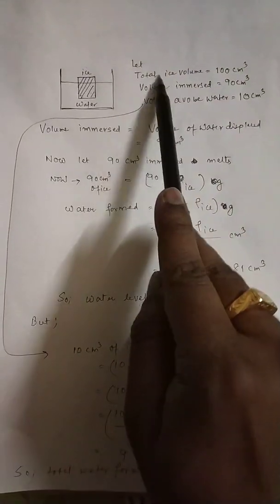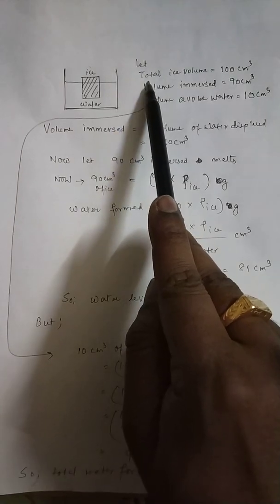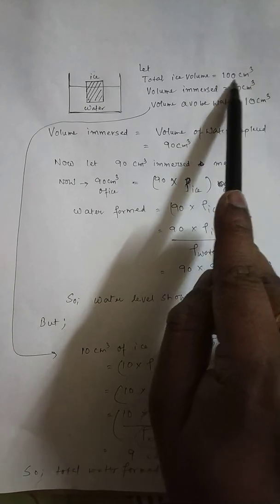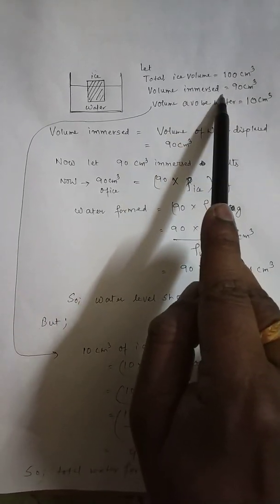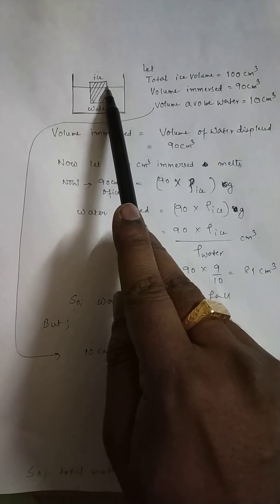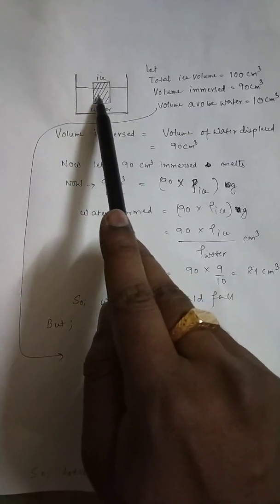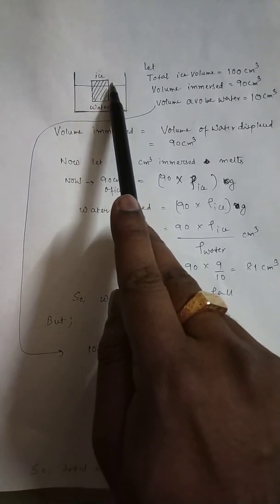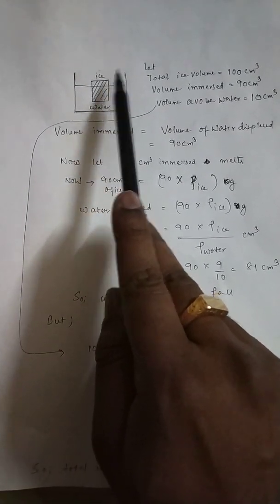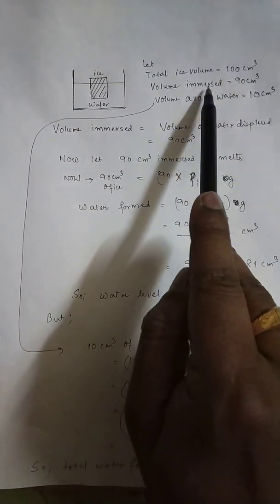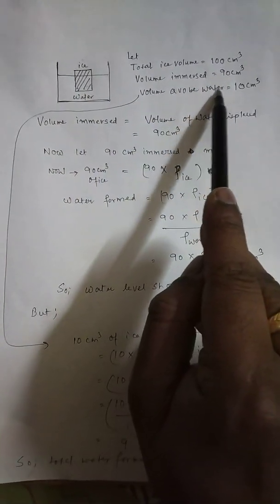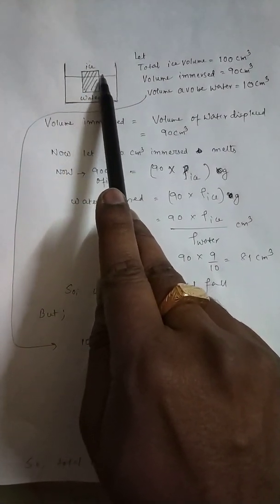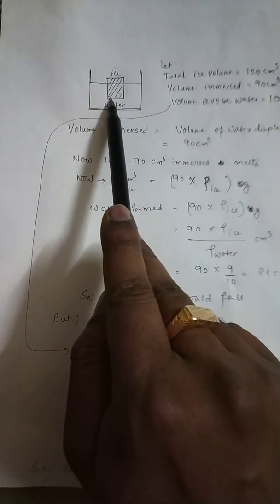So what I did over here is I have just assumed that the total ice volume is 100 centimeter cube. So if the total ice volume is 100 centimeter cube, what will be the volume immersed? We know it very well that the iceberg in a sea is immersed 9/10th part inside the water and 1/10th part is outside water. So 90 centimeter cube is immersed inside water over here, and 10 centimeter cube is above water.